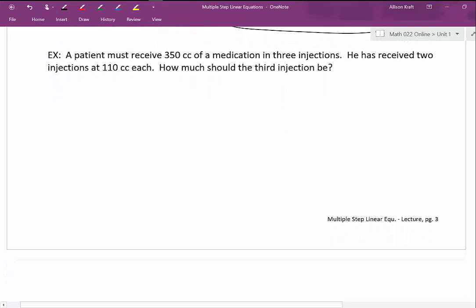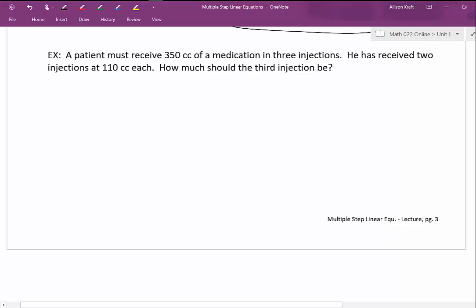In our next example, a patient must receive 350 cc's of a medication in 3 injections. He has received 2 injections at 110 cc's each. How much should the third injection be?